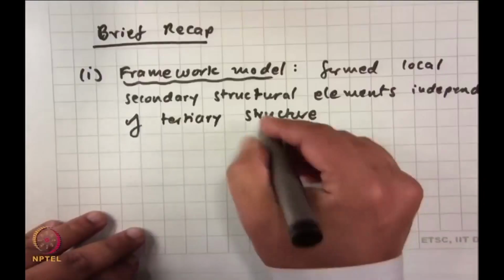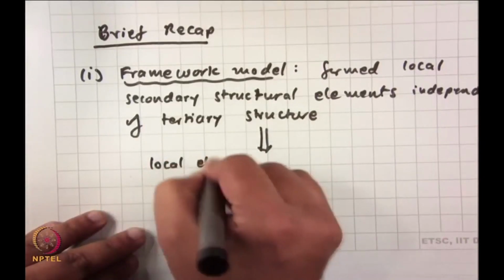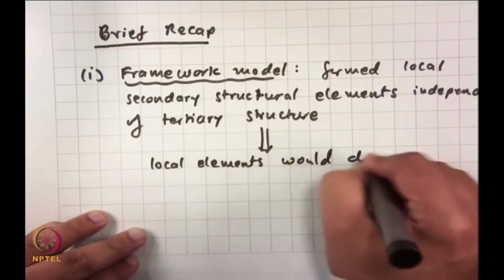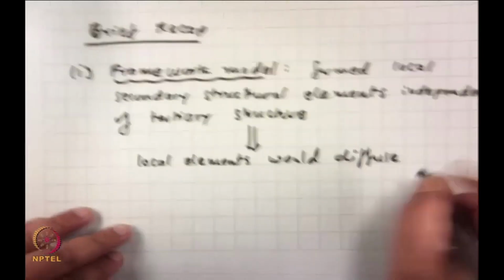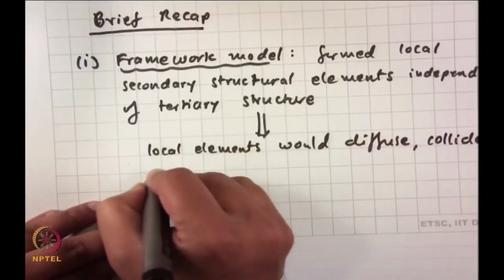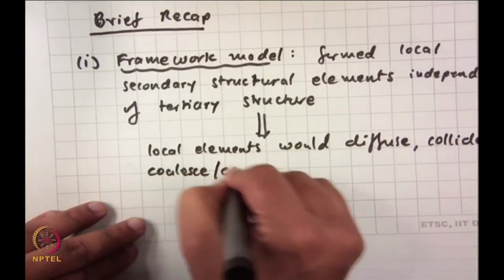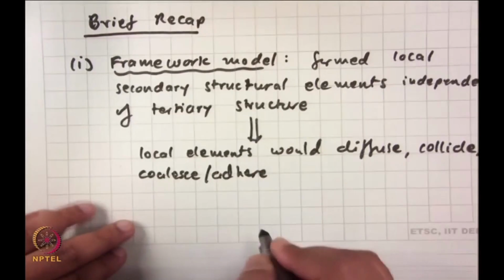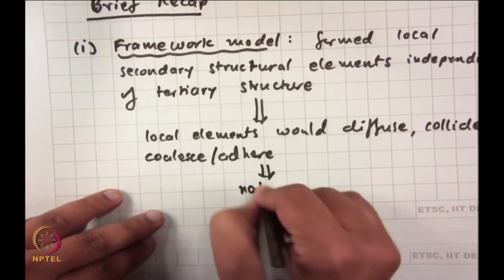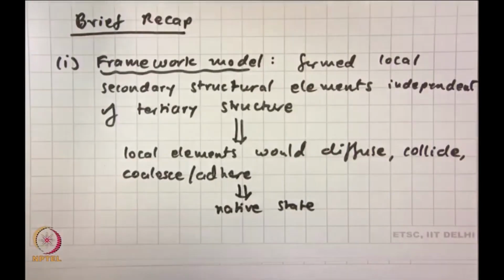Now, what will happen is local elements would diffuse, collide, coalesce or adhere to each other to give you the final native state. Okay.